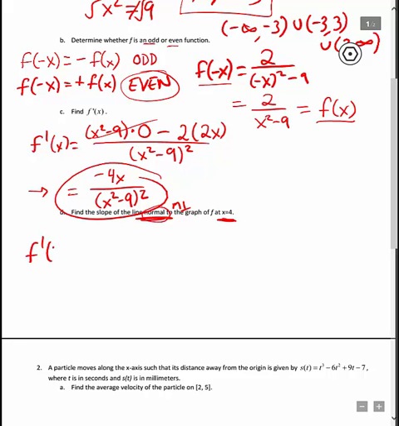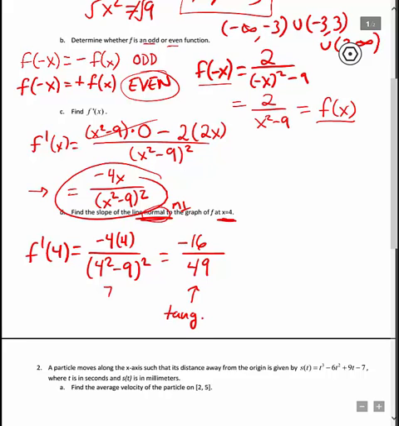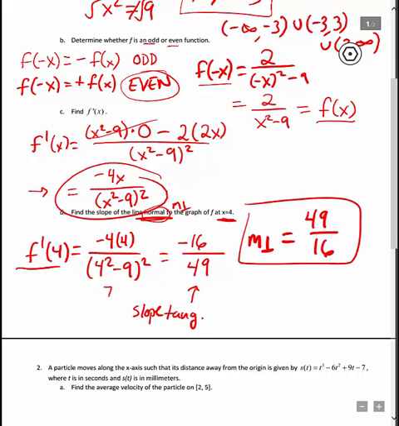So f prime of 4 will be negative 4 times 4 divided by 4 squared minus 9, all squared. Negative 4 times 4 is negative 16. Divided by 4 squared is 16, minus 9 is 7. 7 squared is 49. That's the slope of the tangent line, or that's just f prime of 4. To get the normal line, we need the perpendicular slope of that, which will be the opposite reciprocal, so 49 divided by 16, and it's positive because it was negative before.